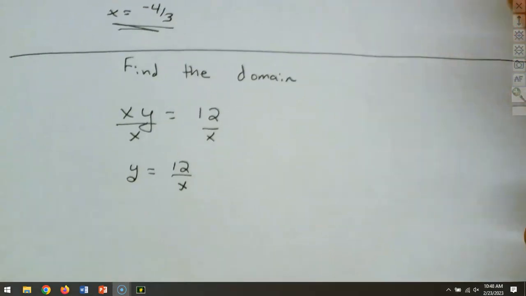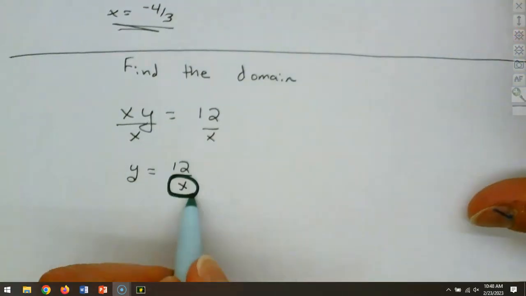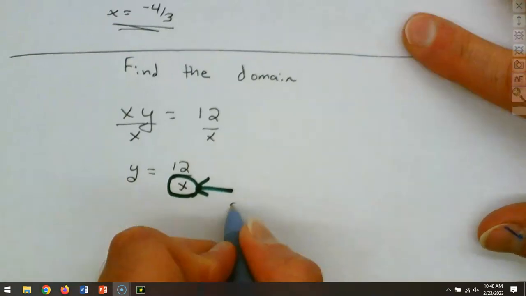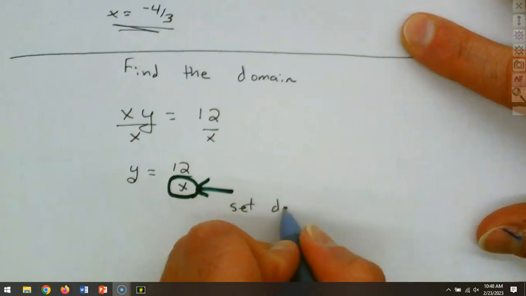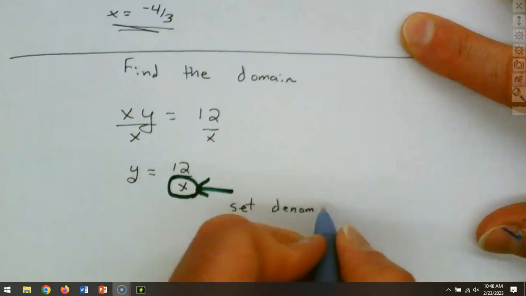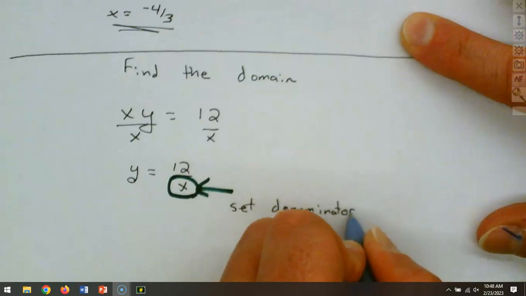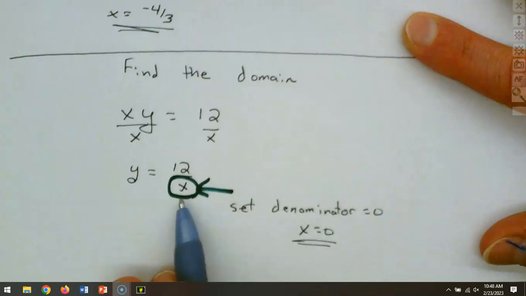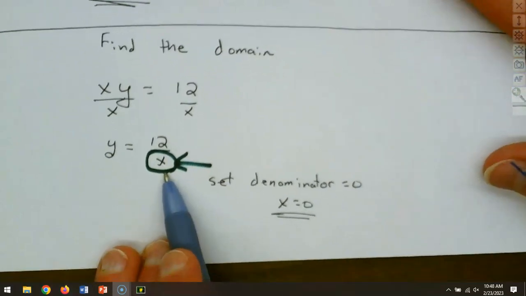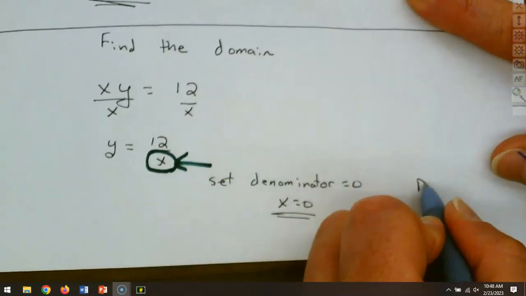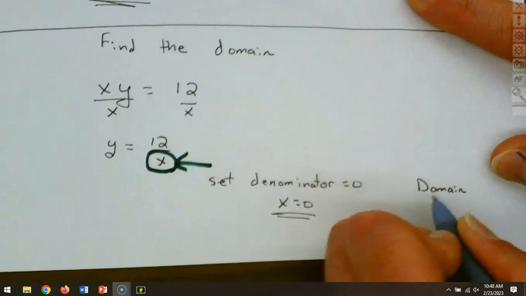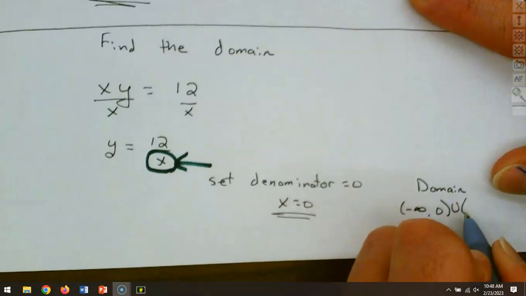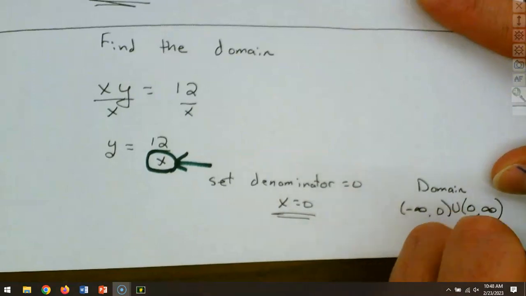Now notice the x is down below in the denominator. So what do we need to do to find our domain? We set the denominator to 0. And what's in our denominator? Everything in my denominator is x, right? So that's it. And what would your domain now be? Domain would be negative infinity to 0, union 0 to infinity.